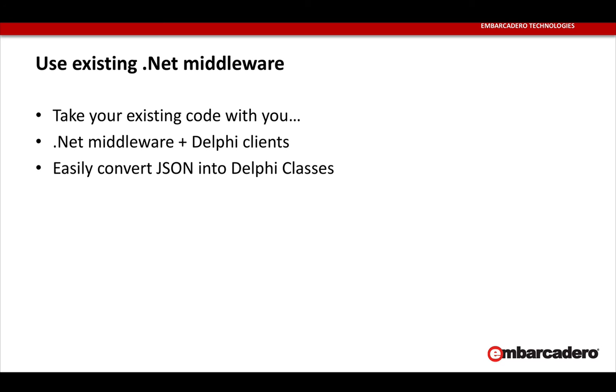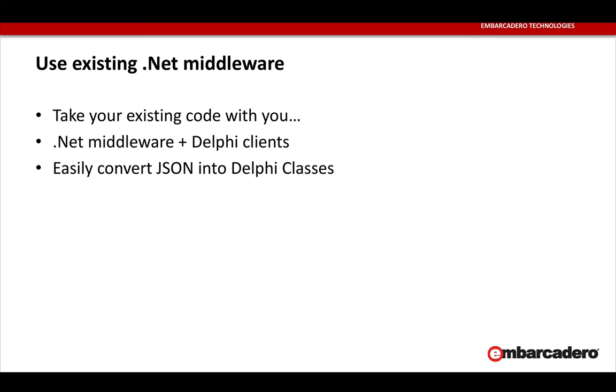So one of the other reasons many developers are moving to Delphi with their .NET application for mobile is that they're still able to keep using their .NET middleware that they've been building. So you can take your existing code with you simply by consuming it within a Delphi client. So if you're building web services or REST services using XML, JSON, you can easily consume that into Delphi with REST clients. So I want to show you quickly an example where this has been done.